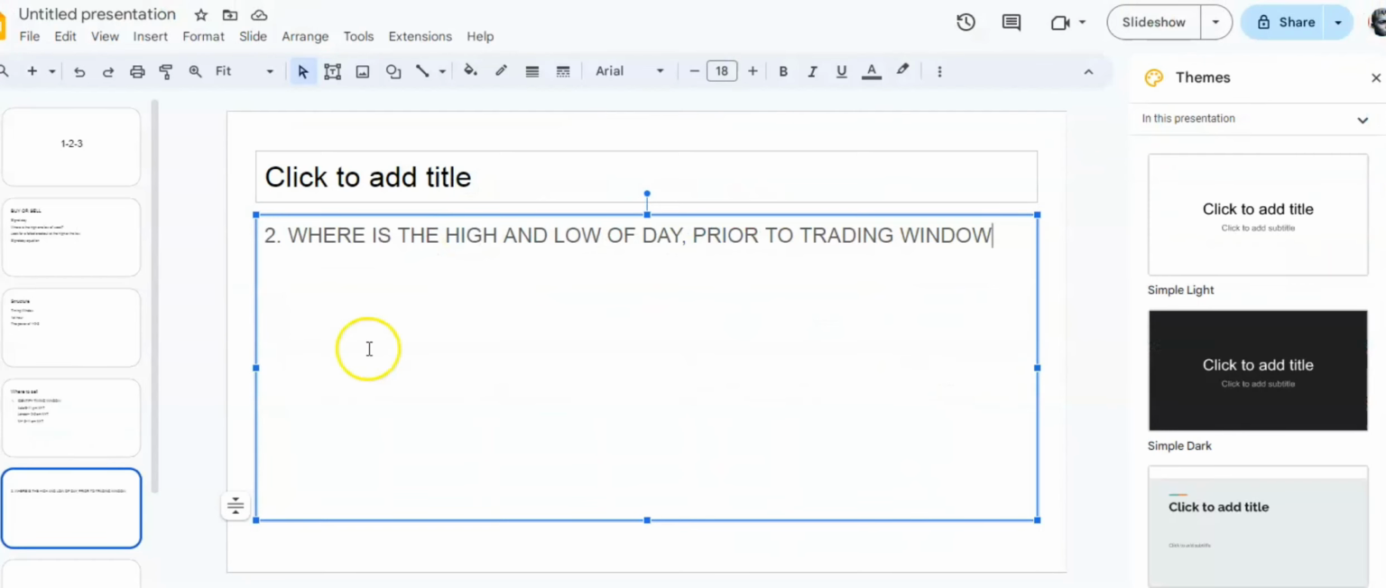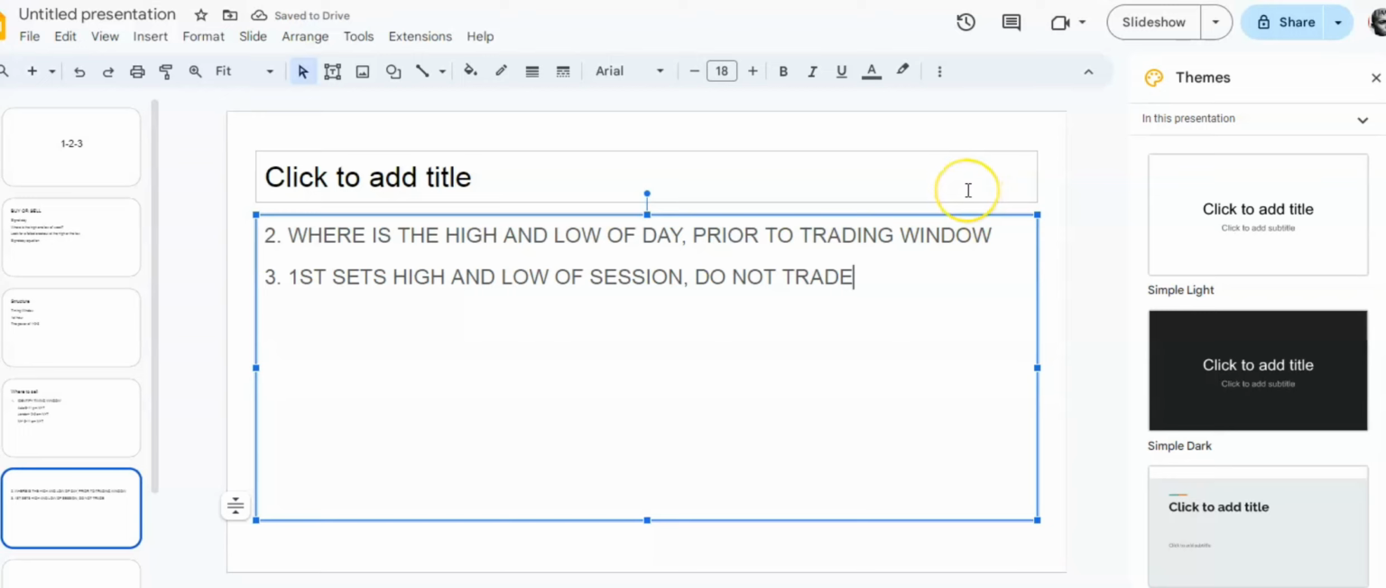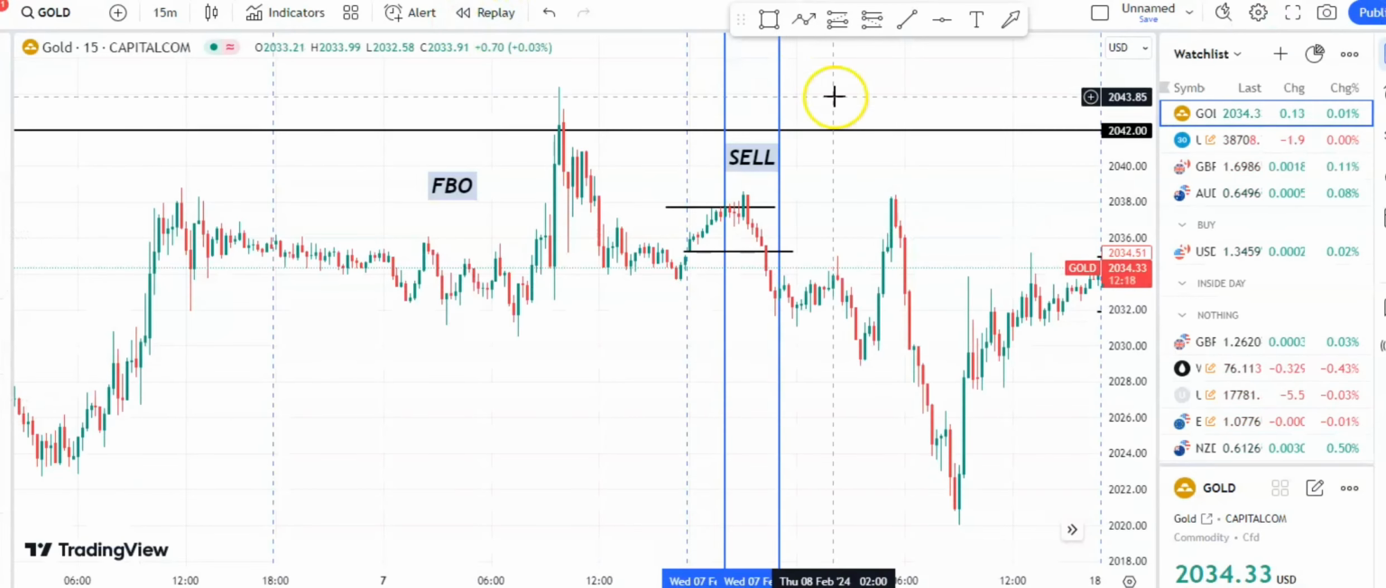Step number 3. I am looking for setups for 3 hours, but the first hour sets the high and low of the session. Do not trade. So in the first hour, we let it just set the high and the low of the session. Just observe it, not trading in the first hour. Do we do that? Yes.